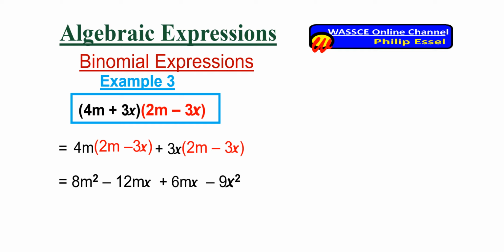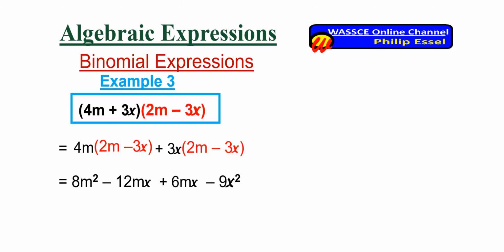So first, the 4m would multiply the 2m. That would give us 8m squared. It would again multiply the negative 3x, and that would give us negative 12mx. Then the positive 3x would multiply first the 2m. That would give us 6mx. Again, the positive 3x would multiply the negative 3x, and that would give us negative 9x squared.